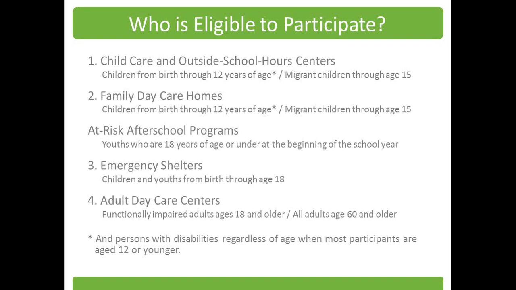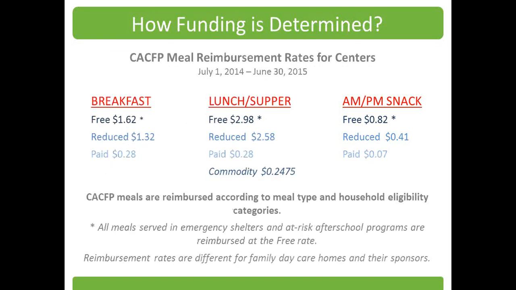For adult daycare centers, functionally impaired adults are eligible from age 18, and all adults age 60 and older are eligible. Household income, or need, does not factor into participant eligibility, and in fact, all participants must be offered the same meal at no separate charge. However, the household income of the participants you serve does impact the amount of money that you receive.